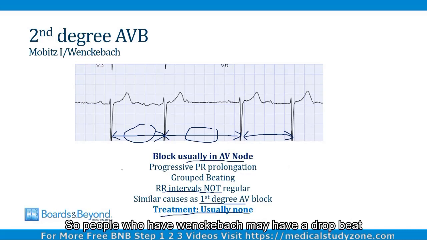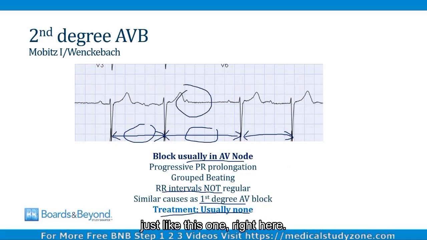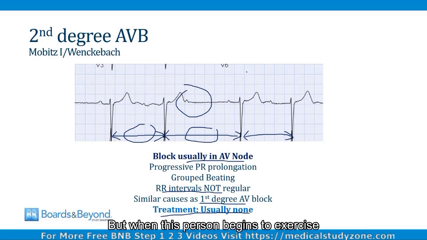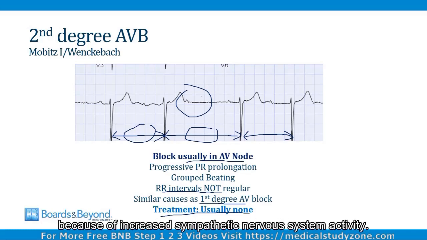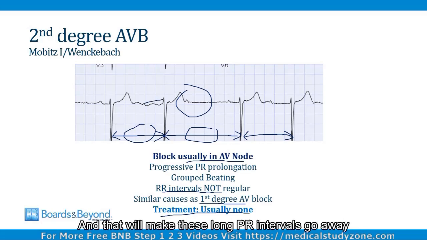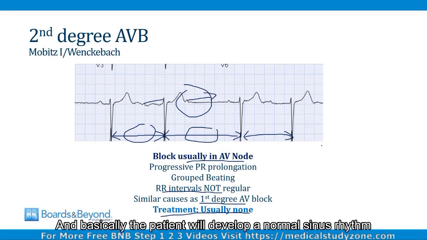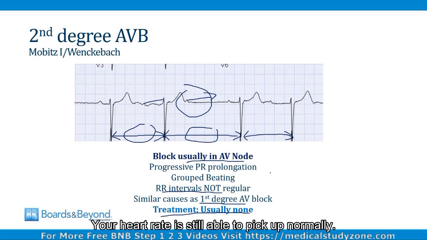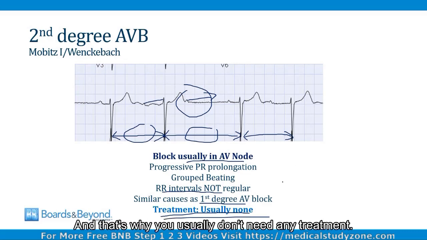So people who have Wenckebach may have a drop beat just like this one right here. They have a P wave that doesn't lead to a QRS interval. But when this person begins to exercise, conduction through the AV node will increase because of increased sympathetic nervous system activity, and that will make these long PR intervals go away, and it will make this drop beat stop being present, and basically the patient will develop a normal sinus rhythm with exercise. So because this goes away with exercise, usually it doesn't lead to symptoms. Your heart rate is still able to pick up normally, and that's why you usually don't need any treatment.